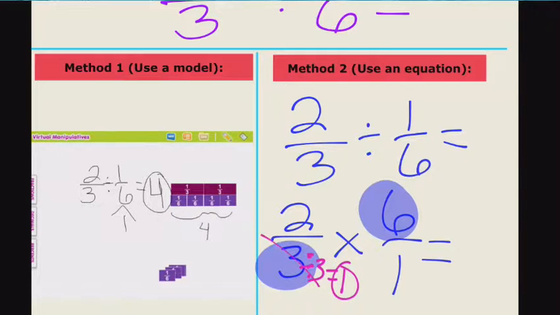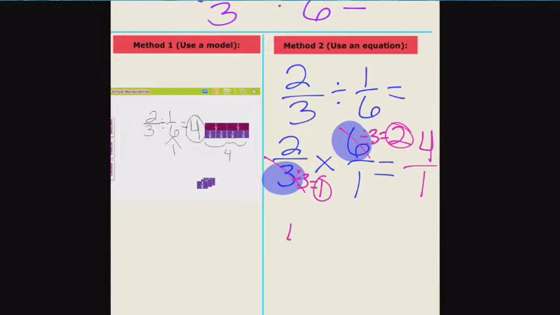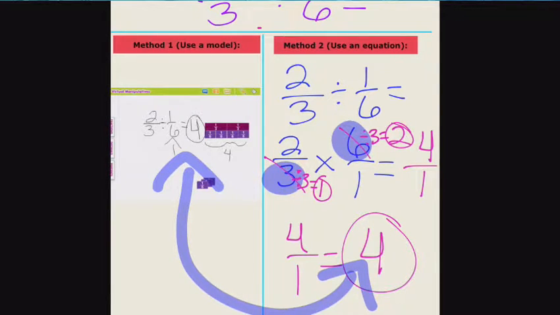3 divided by 3 is 1. And 6 divided by 3 is 2. So we're going to multiply my new numbers together. 2 times 2 is 4. And 1 times 1 is 1. And we know that 4/1 simplifies to 4. So once again, we get a final answer of 4.